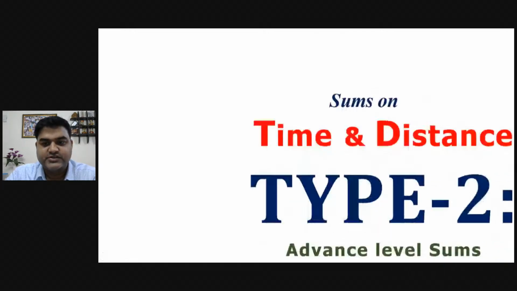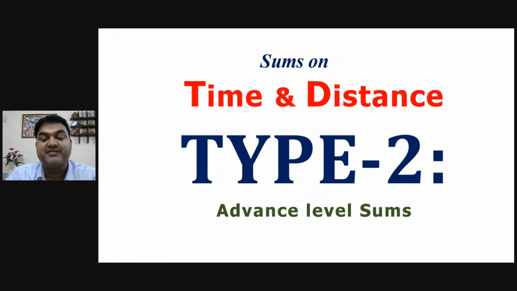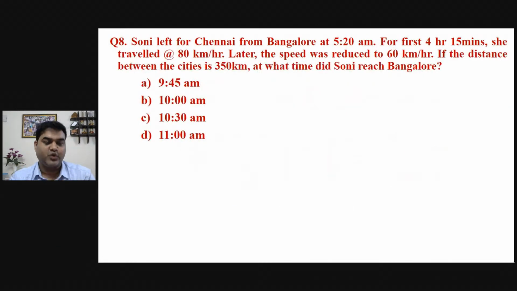So type 2, advanced level sums. Till now we have not seen very advanced level sums. Till now we were seeing basic sums with only a little bit of difficulty. Let's look into this. Question number 8. Read the question very properly. Try to understand, and once you are convinced you understood the question, then only try to attempt the solution.